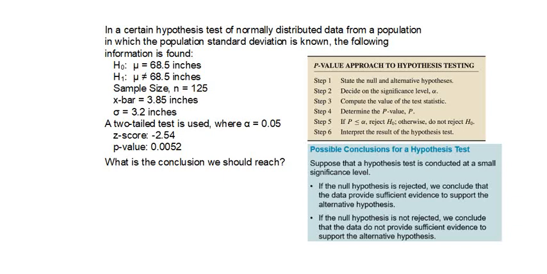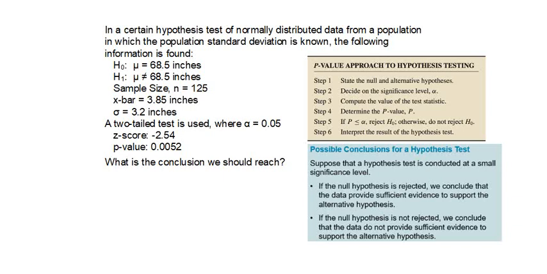In this class, we're studying what's called the p-value approach to hypothesis testing. In the p-value approach, our first step is to state the null and alternative hypothesis. Our second step is to decide on a level of significance of our test. We call that alpha. Step 3 is to compute the value of the test statistic, whether we're talking about a z-score or a t-score. And step 4 is determining the p-value, which is a probability value, p.